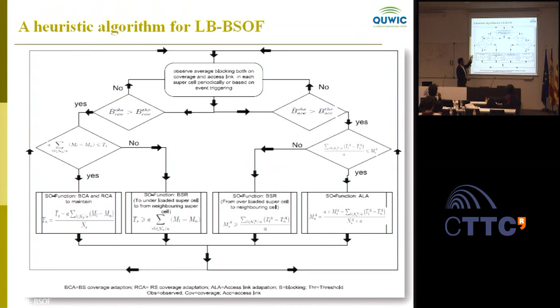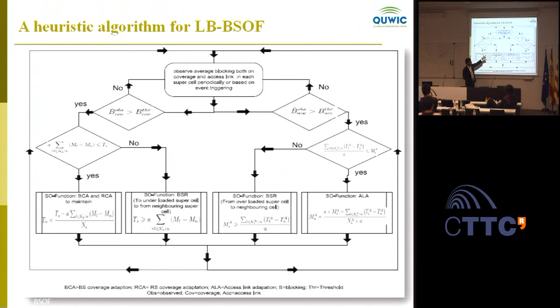The idea behind it is that in each supercell, the base station will be observing the blocking, and when it observes the blocking above a threshold, it can check for the conditions of optimality. If this condition is met, then the SO function should be invoked, and if this condition is not met, then it is not invoked.